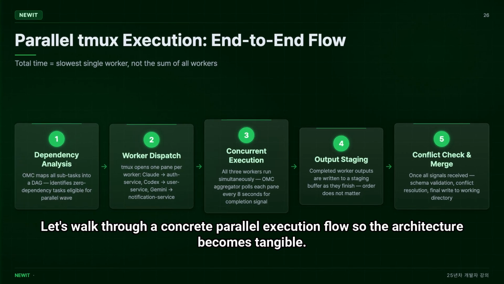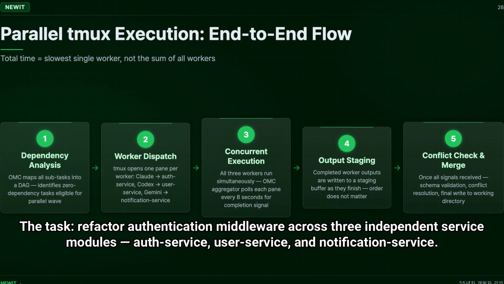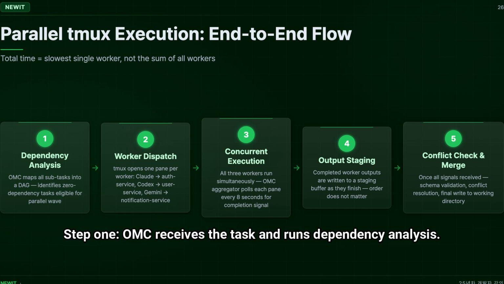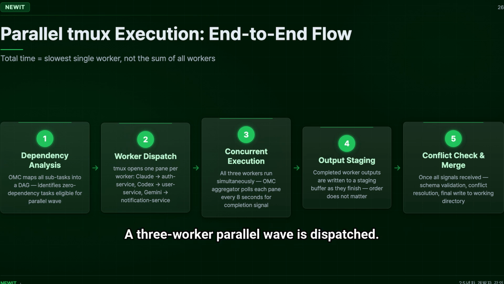Let's walk through a concrete parallel execution flow so the architecture becomes tangible. Task: refactor authentication middleware across independent service modules: auth service, user service, and notification service. Step 1, OMC receives the task and runs dependency analysis. It determines all three modules are independent, no shared mutable state, no cross-module imports in scope. A three-worker parallel wave is dispatched.